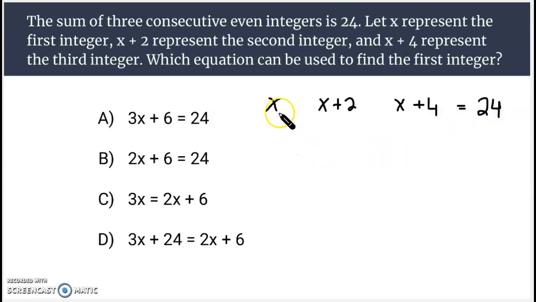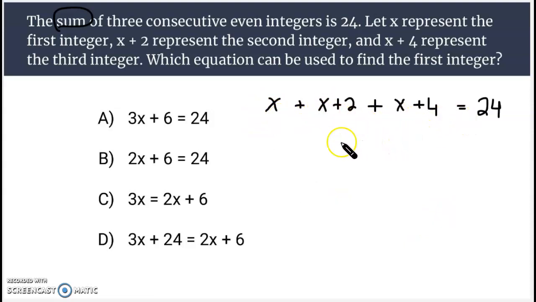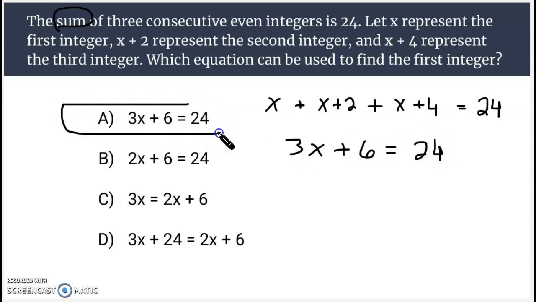Now it says the sum, we see the word sum. Each of these expressions for the 3 integers are going to have a plus sign in between, so it's really saying x plus x plus 2 plus x plus 4. And now we're just going to simplify the equation. Notice we have 1, 2, 3 x's. And we have 2 and 4 to make 6. And it adds up to 24. And you know this is going to match choice A.